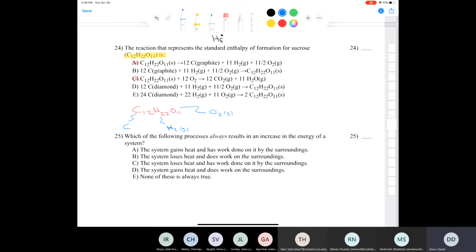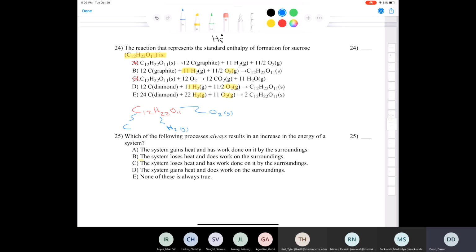Now, if you look at B, you can see that we have H2 gas and we have O2 gas. What else? Let's see here. In D, we have H2 gas and we have O2 gas. And in E, we have H2 gas and we have O2 gas, like that. What's the problem? How do we discern whether it's B, D, or E?